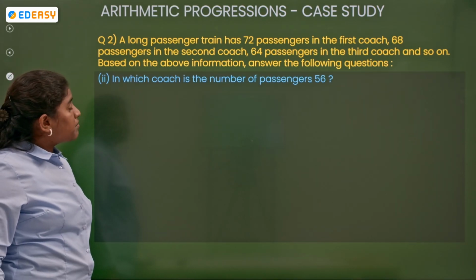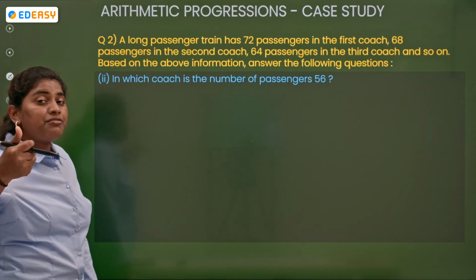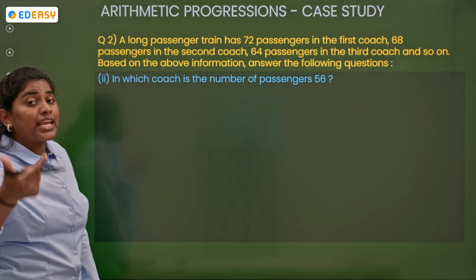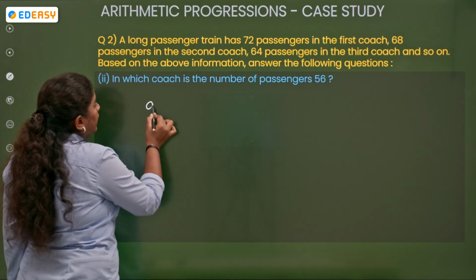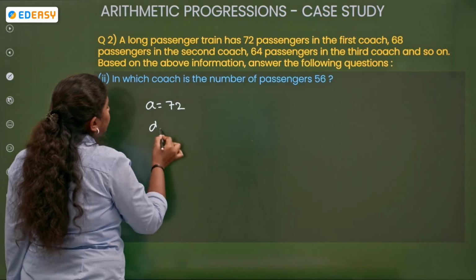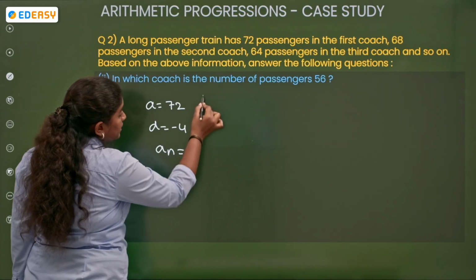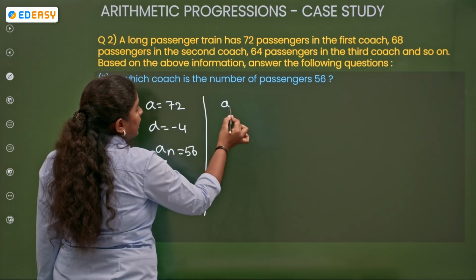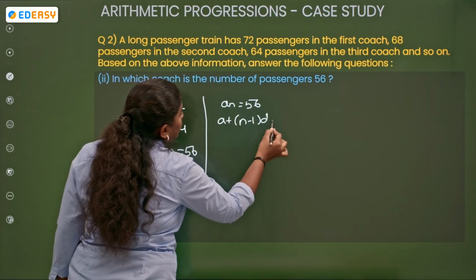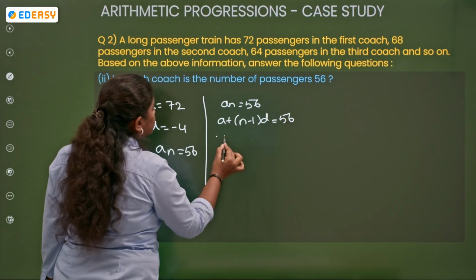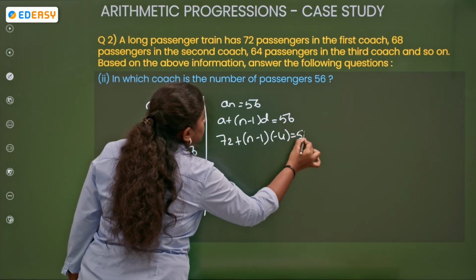Now moving to the next. In which coach is the number of passengers 56? We need to find the coach number in which we are having 56 passengers. It means they gave the AN value and we need to find the N value. So here A equals 72 and D equals minus 4. Okay. And AN equals 56. This is the information we are having. Now take A plus of N minus 1 into D equals 56. A value is 72 plus of N minus 1 into minus 4 equals 56.